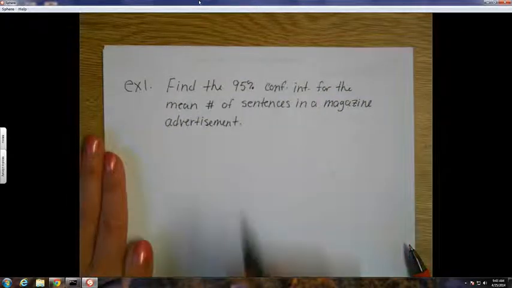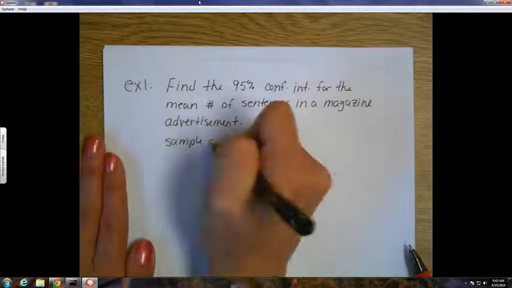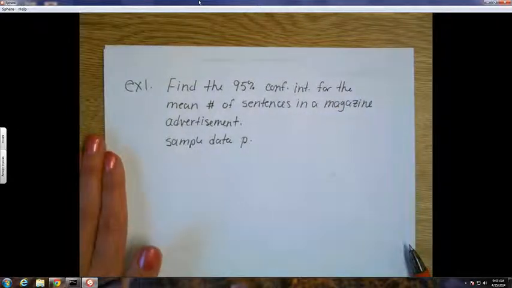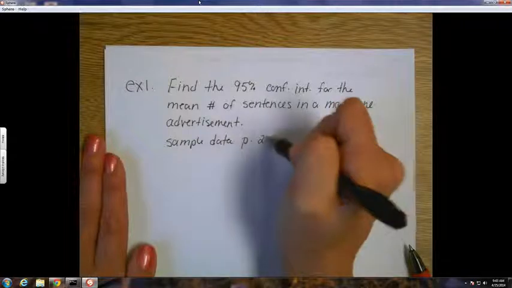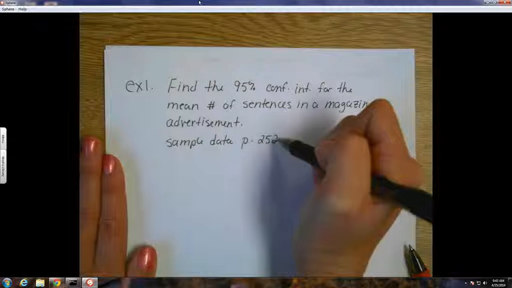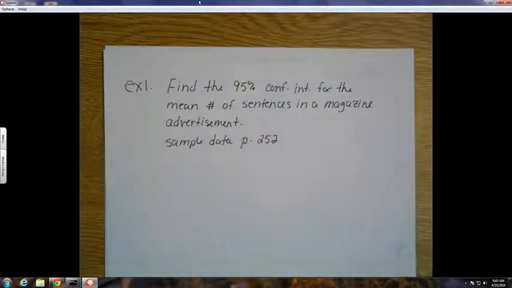Okay, your sample data is on page 252. Down on the bottom of the page, try it number 1. So, I guess I can put my book up here. So what they did was they went through, randomly picked advertisements in a magazine, and they counted the number of sentences in that advertisement.